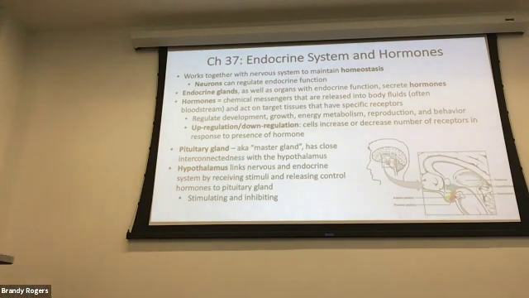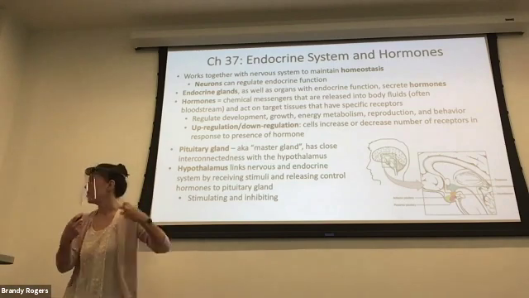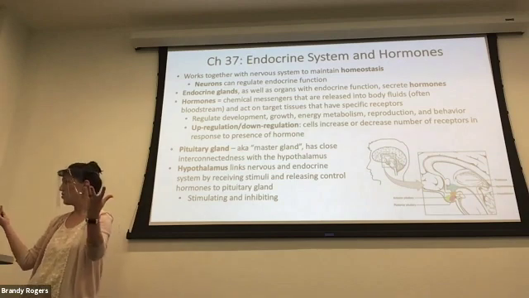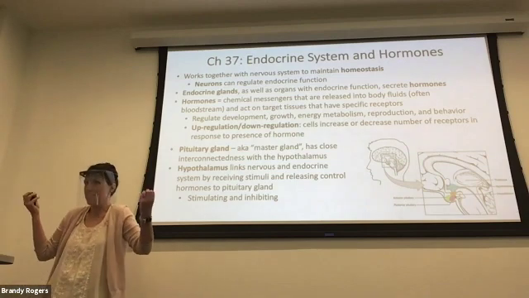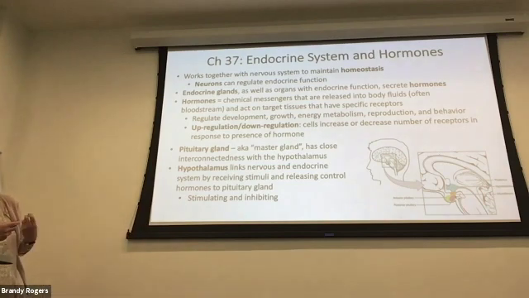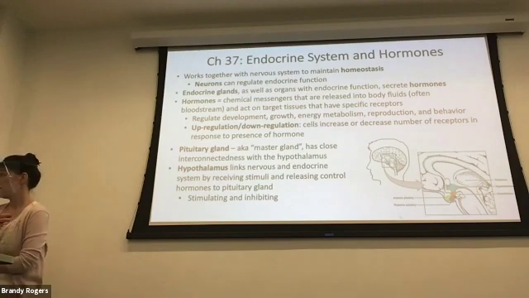They're very specialized to these particular target tissues, and the target tissues recognize the hormone and know what to do because they have receptors on their surfaces that bind to those hormones and something happens. They have to have those receptors that are sensitive to those hormones in order to do anything. Hormones do all kinds of things like regulate development, growth, energy metabolism, reproduction, and behavior. That's pretty much everything, right?